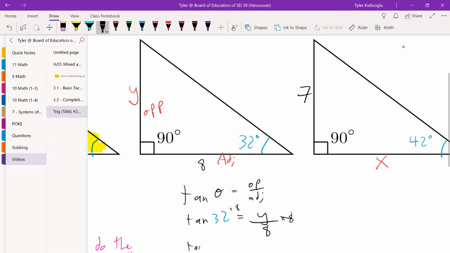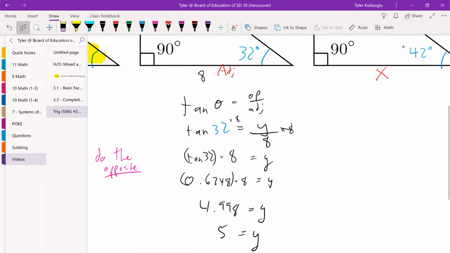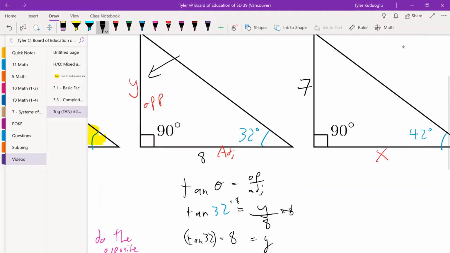So this could be tan 32 times 8 equals y. I'm going to do that. So tan 32 gave me 0.6248 times 8 gave me about 4.998 equals y. So I'm going to round that just to 5. So in my final answer, this side length right here is 5 centimeters.